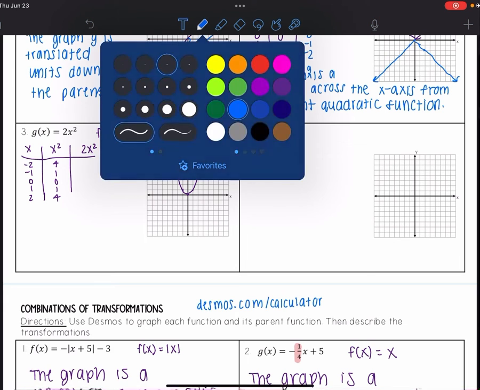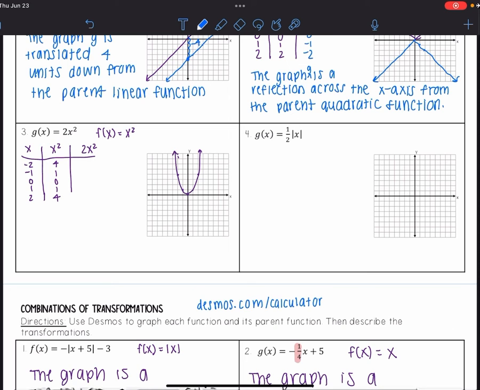Now I'm going to go ahead and graph my function g. So my function g, I'm just doing 2 times my parent function here. So I have 2 times 4, which is 8. 2 times 1, which is 2. 2 times 0, which is 0. 2 times 1, which is 2. And then 2 times 4, which again is 8. So applying those points, I have -2, 8. -1, 2. 0, 0, 1, 2, and then 2, 8.